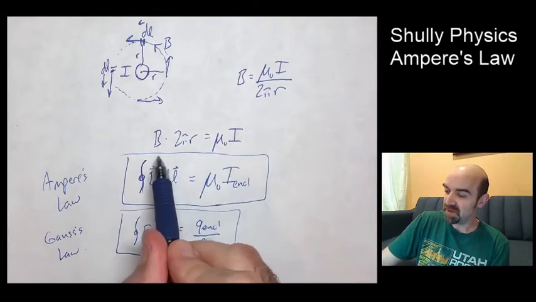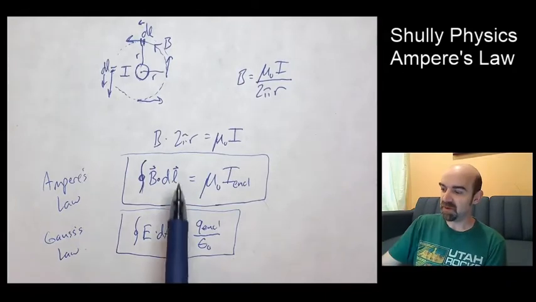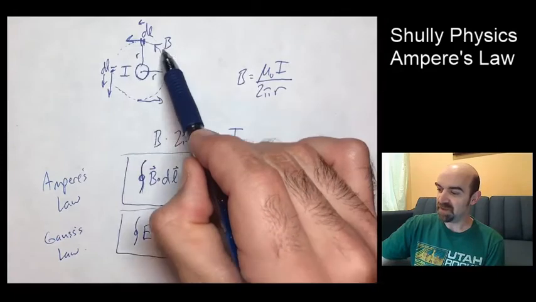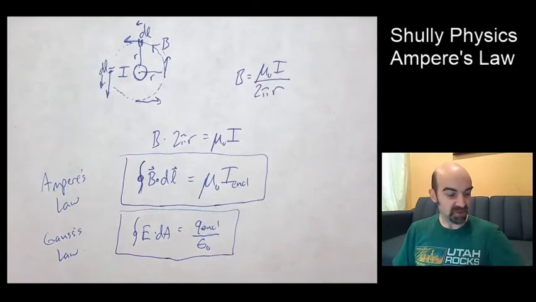And don't let this kind of thing bother you. It's usually some kind of path where we can add up segments, or add up the little small pieces of dl to make a circumference, 2 pi r. So this is generally what's going to be happening here with Ampere's law.